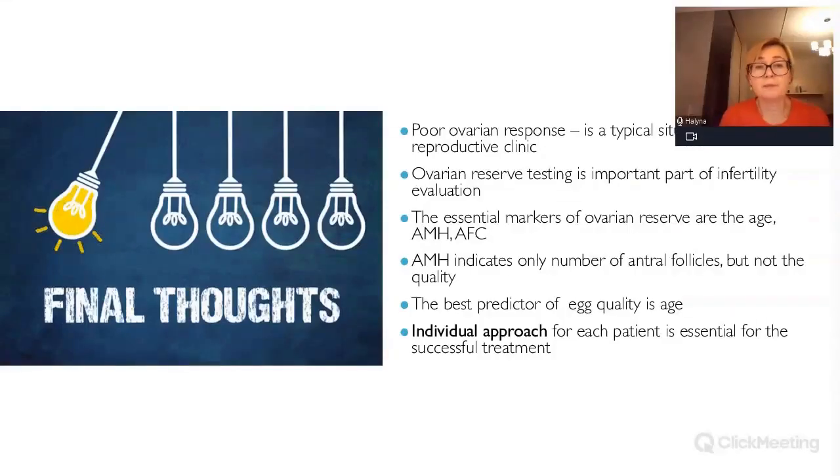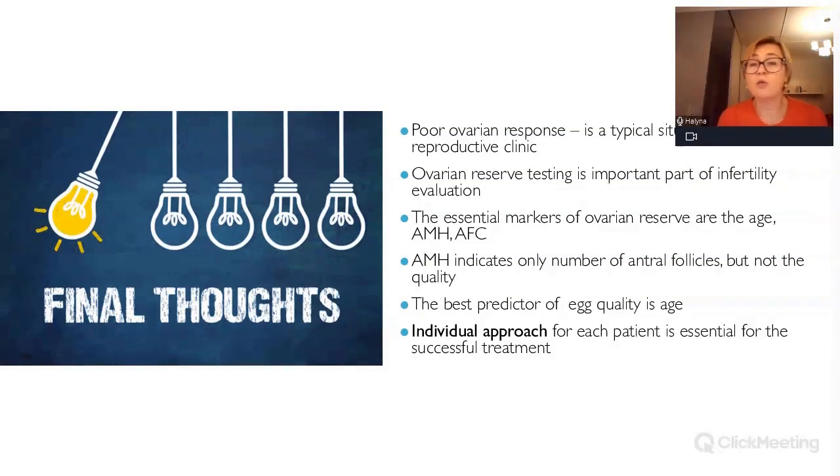So, poor ovarian response, unfortunately, is a very typical situation in a reproductive clinic. Ovarian reserve testing is one of the important parts of infertility evaluation, because it permits us to understand what we should do, how quickly we should do it, which protocol and medication we should use, and what prognosis we have. The essential markers of ovarian reserve are age, anti-Mullerian hormone, and antral follicle count.